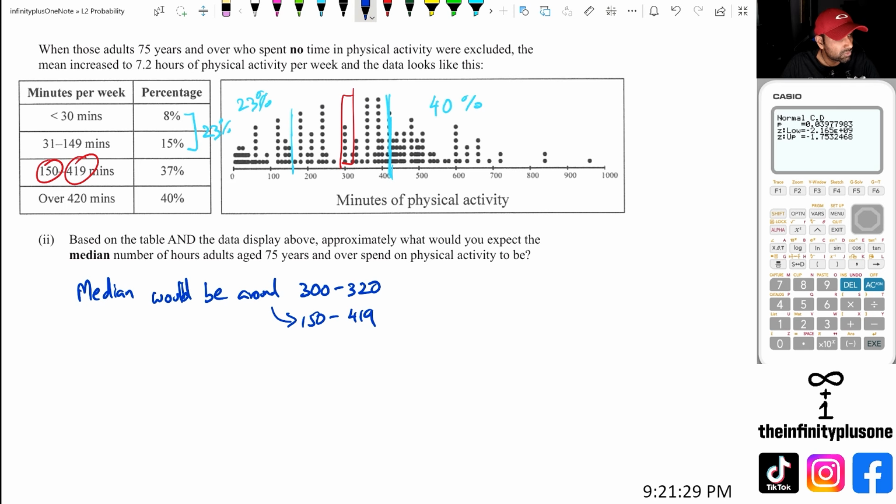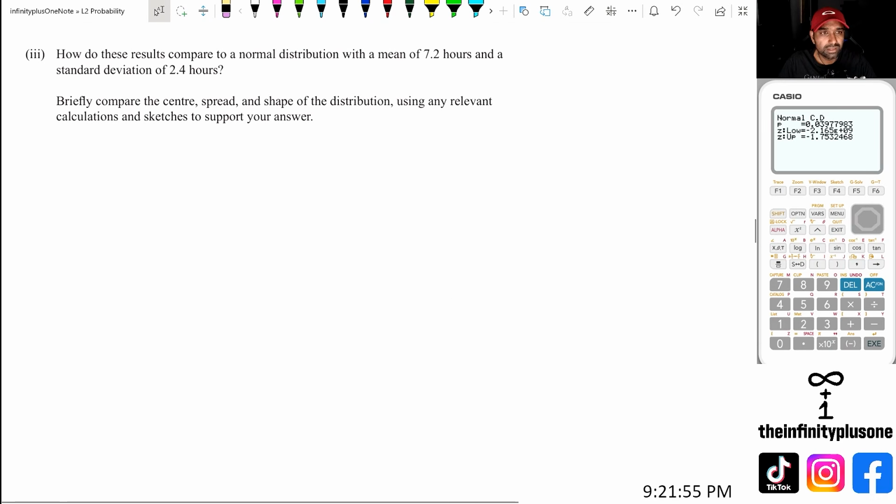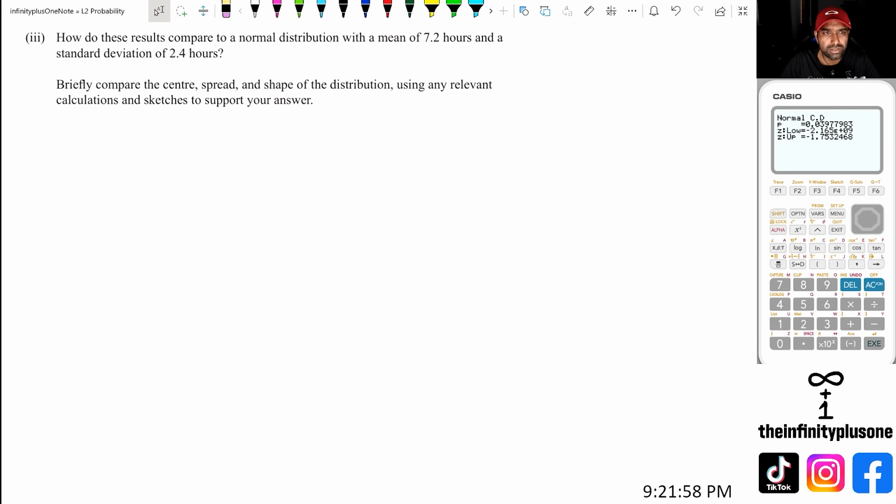But we've got to do at least one valid comparison of the feature. This is one of those multiple questions, so I'm going to have to answer the rest of it. I think I have to answer the next part of this question to get a merit, because this will still be classified as achieved. Okay, so part 2 of this: we've got to compare these results to a normal distribution with a mean of 7.2 and standard deviation of 2.4, and briefly compare the center, spread, shape, all of those things. So we're going to do one at a time.